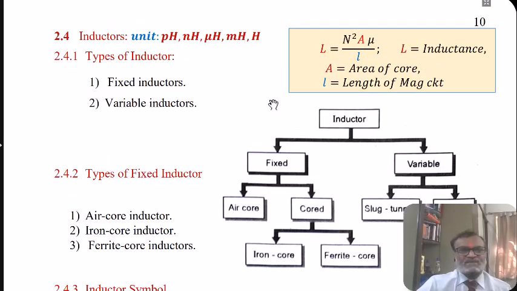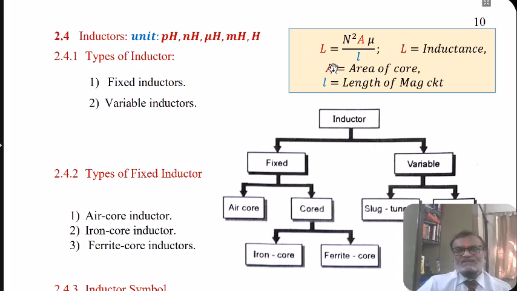The next component is the inductor. Inductor is a component based on the property of inductance of the material. And inductance is nothing but opposition to the flow of AC current. Inductance is measured in henries. The smaller unit is picohenry and the higher unit is henry.